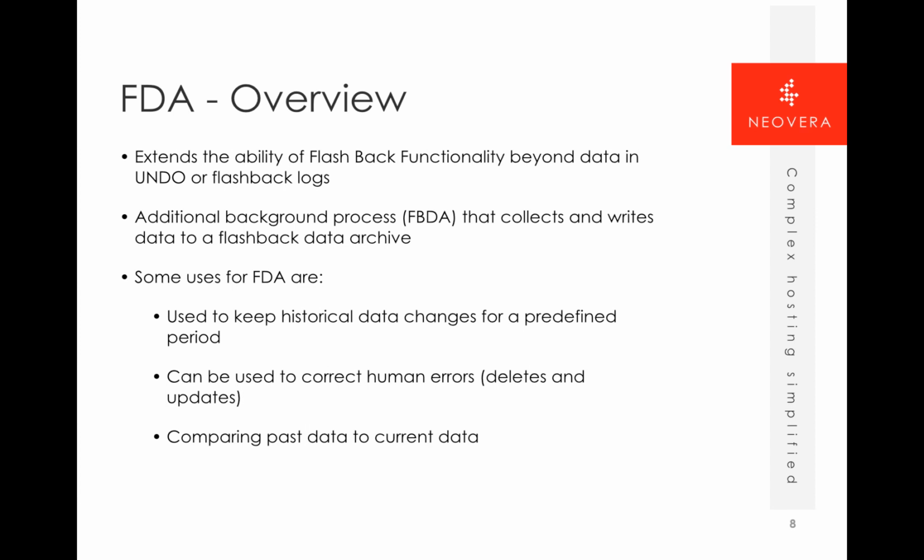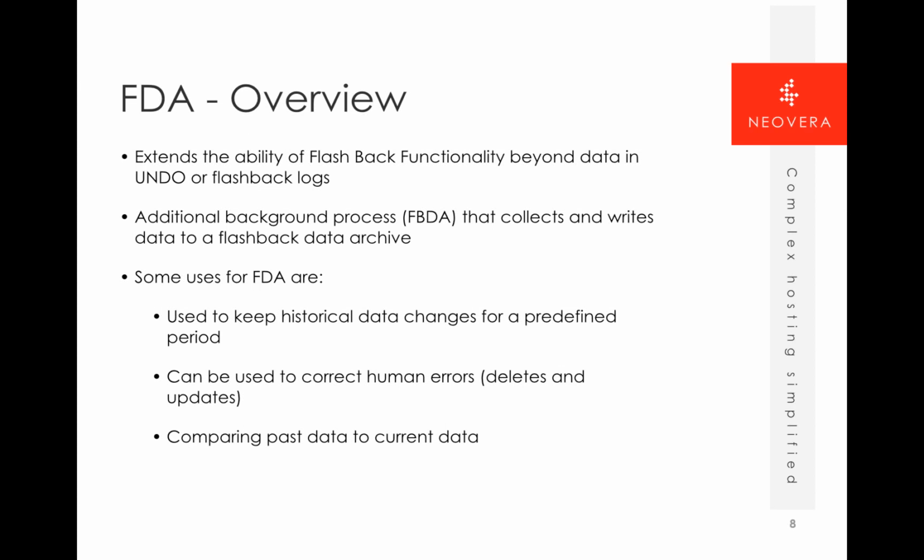And then also additionally, if it does need to go to undo, it can get data from undo, but it doesn't require anything in undo. So whatever's in undo is not necessarily required for it to keep track of those changes in the history table. And some of the uses that you might use it for is historical data changes, and then you need to be able to purge that on a predefined period.